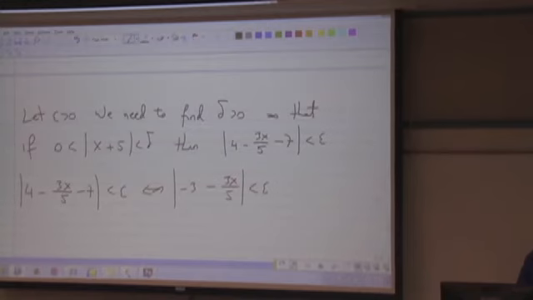So observe that I can take out a -3, so I can say this is equivalent to the absolute value of -3 times the parentheses 1 plus x over 5 is less than epsilon, right? So far so good? Okay. Now, how do I take the -3 out of the absolute value? It's just 3 times the absolute value of 1 plus x over 5, less than epsilon.